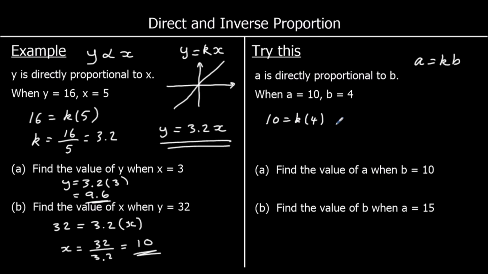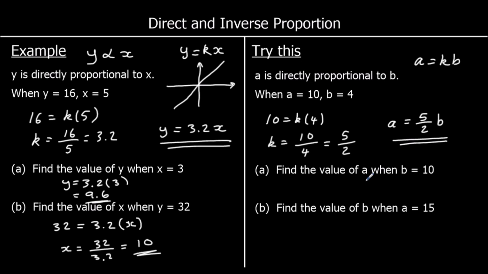To get k by itself, divide both sides by 4. So k is 10 over 4, which is the same as 5 over 2, which we could leave as 5 over 2 or change to 2.5 as a decimal. So the relationship between A and B is A is 2.5 times B. So that's the relationship between A and B, and we can use that to answer the questions.